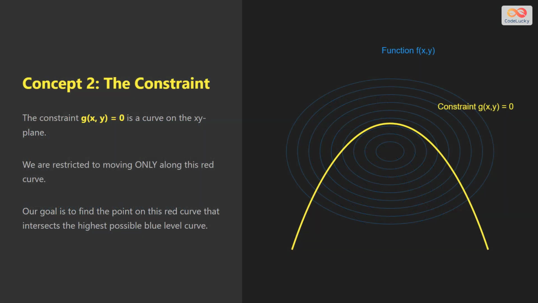Now let's look at our constraint. This yellow line represents g of x and y equals 0. We are not allowed to step off this line. As we walk along this yellow path, we cut through different level curves of our function f. Some points on the path are higher up the hill, and some are lower.